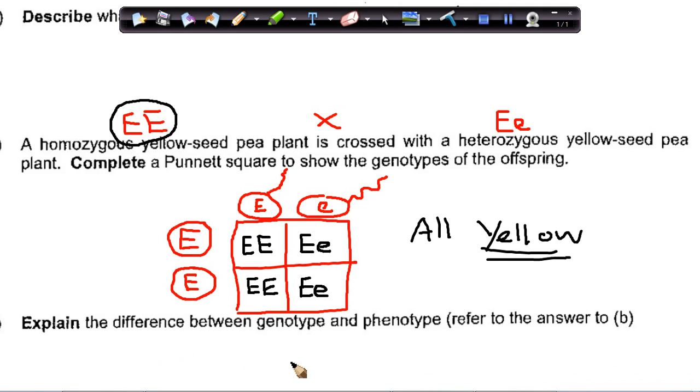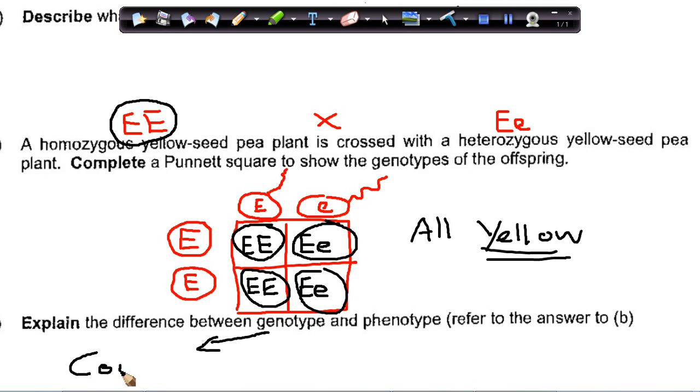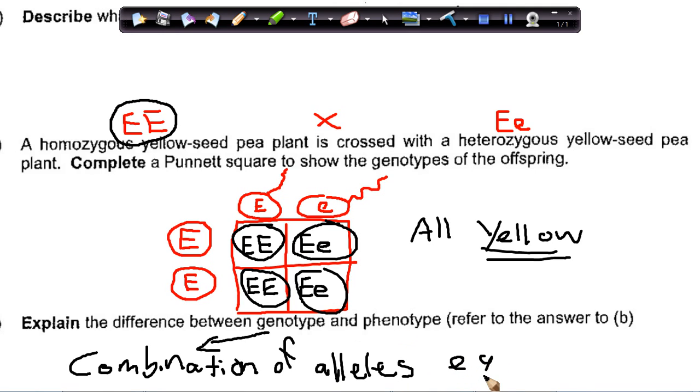Well, the next question down here says, explain the difference between genotype and phenotype. So genotype are these things here, the combination of alleles. So using the example here, genotype, we would say it is the combination of alleles. So what are our possible combinations here? E.g., in this case, we've got big E, big E, or big E, little e. So homozygous dominant or heterozygous. Genotype always means the combination of alleles, and the two possible ones we have here are big E big E or big E little e, homozygous dominant or heterozygous.